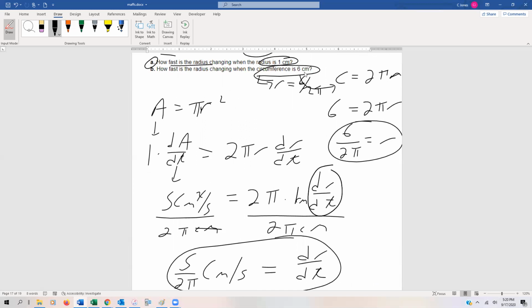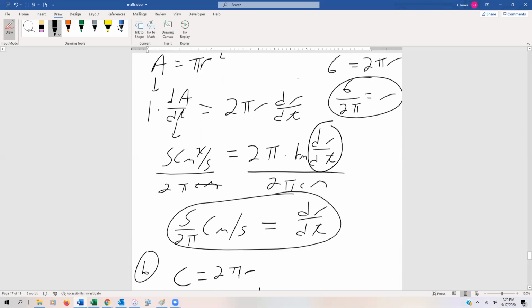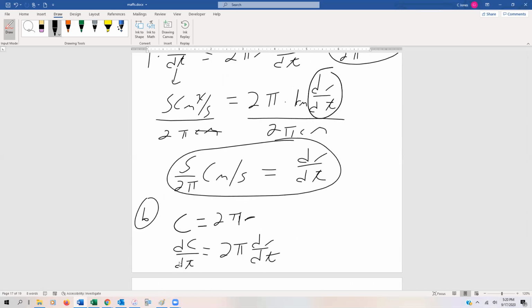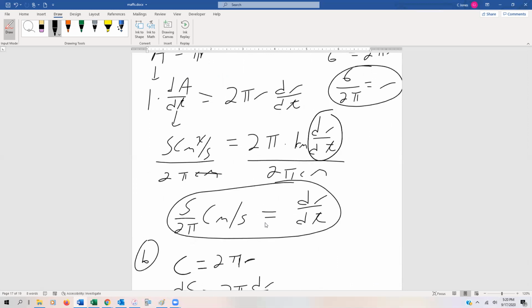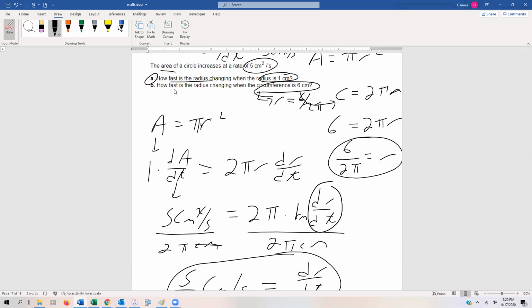All right, now the circumference is 6 centimeters, but that doesn't necessarily help us too much, just because we don't know the rate of change of the circumference. All right, so how do we finish this one out? Well, what we're going to have to do is pause the video because it's almost done with time allotment. And in the next video, I'll show you how to finish this one off.